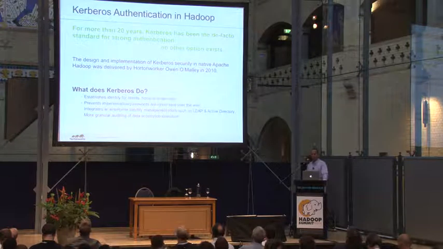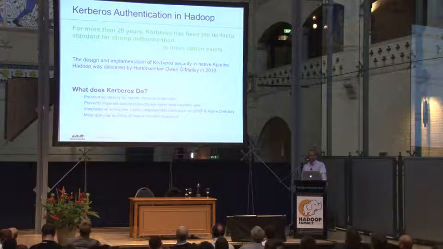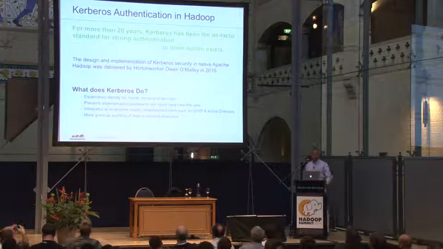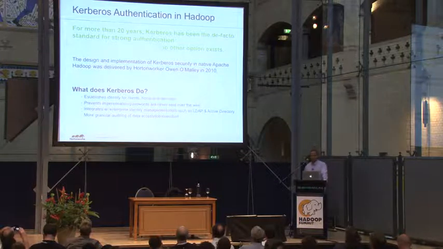So Owen O'Malley and a bunch of other Hortonworkers were the first people who implemented Kerberos in Hadoop while they were at Yahoo. So Kerberos is a pretty standard protocol, and it's been there for 20 years or so. And unlike other authentication mechanisms, Kerberos is called strong authentication.